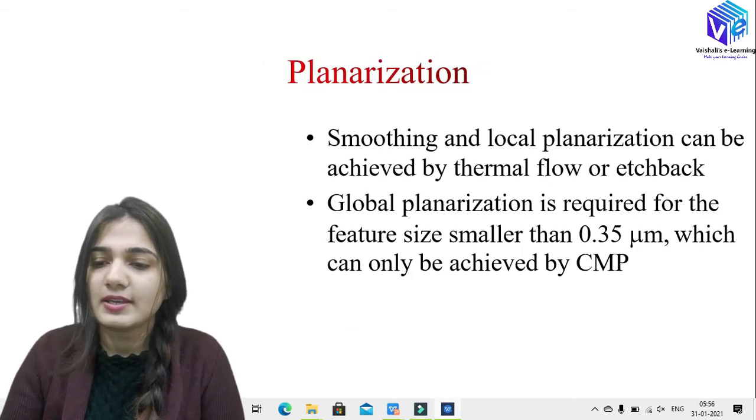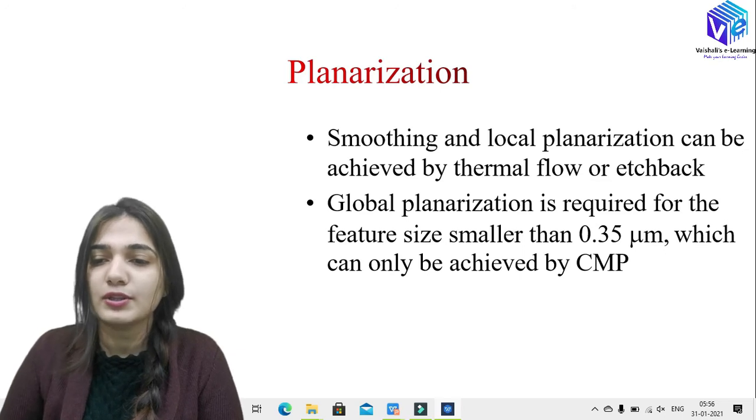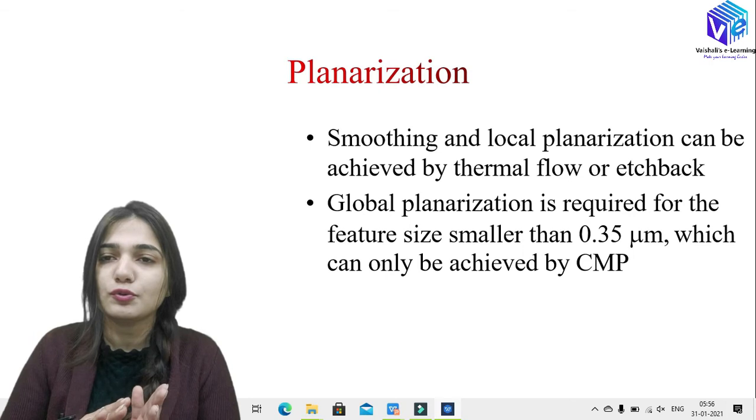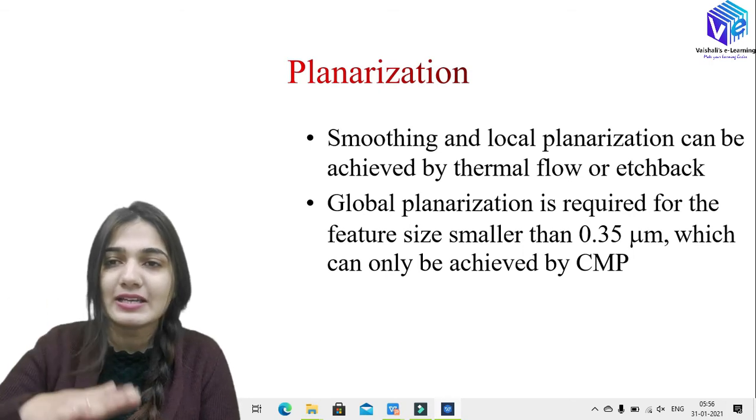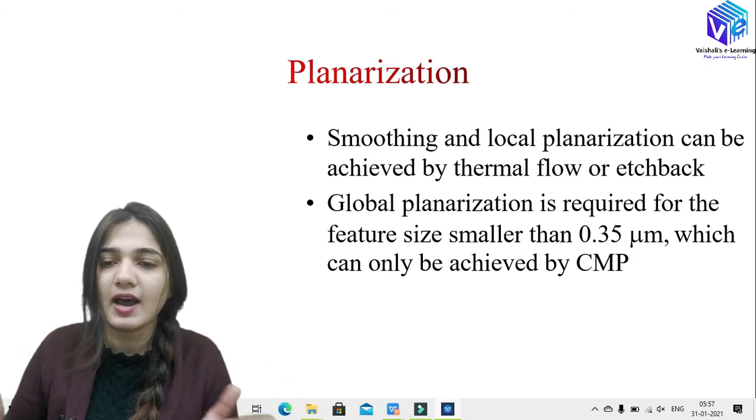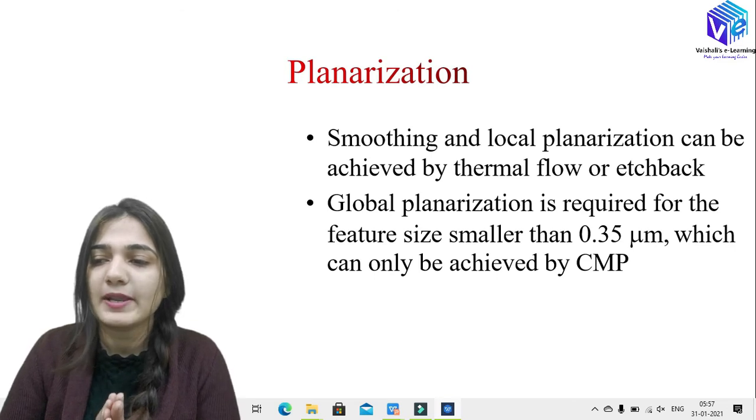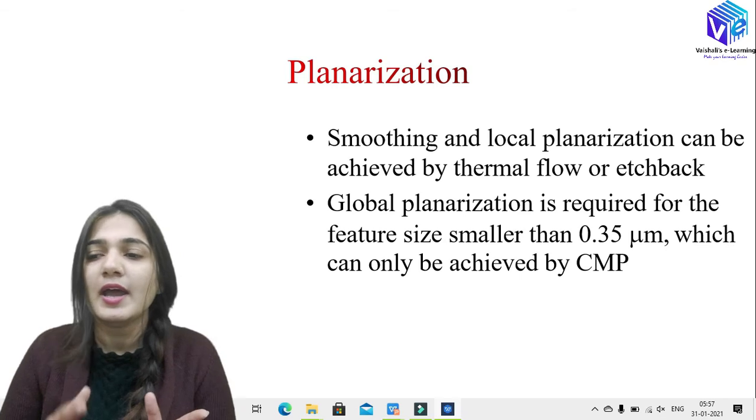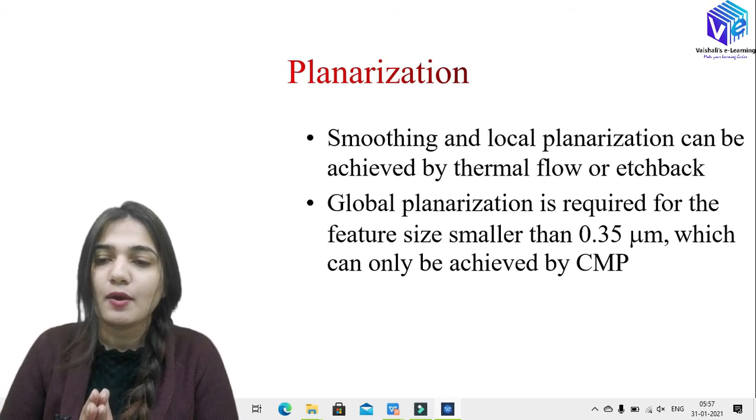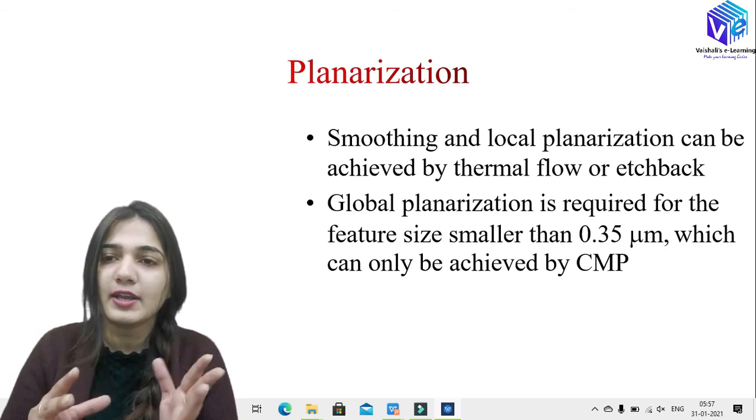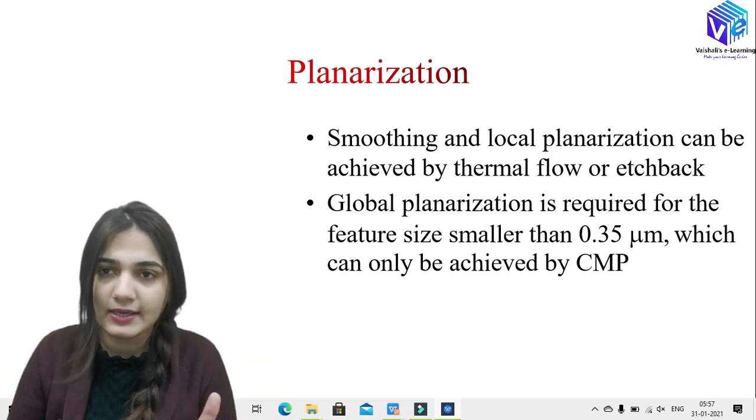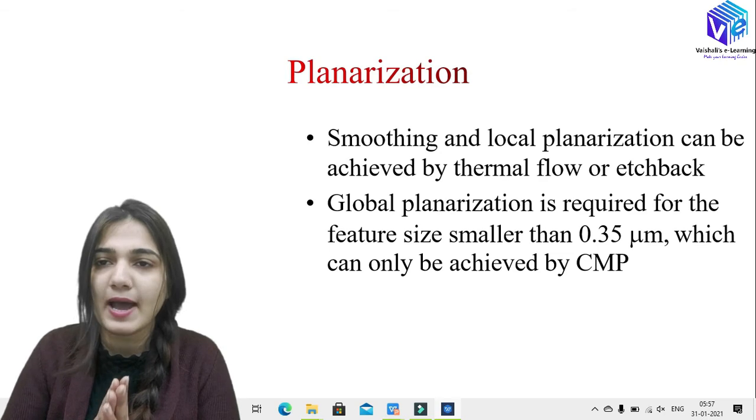So now you can see planarization is the smoothing. Okay, and how are we getting the smoothing? Smoothing with the help of decreasing theta and increasing r. So smoothing and local planarization can be achieved with the help of the thermal flow process or the etchback process as well. Okay, in smoothing and local planarization there was no big requirement on r and theta, so we can achieve it by some simple processes like thermal flow or etchback.